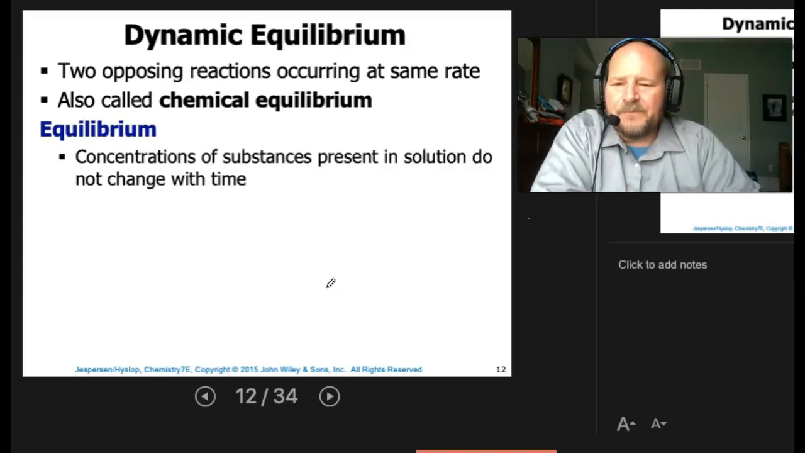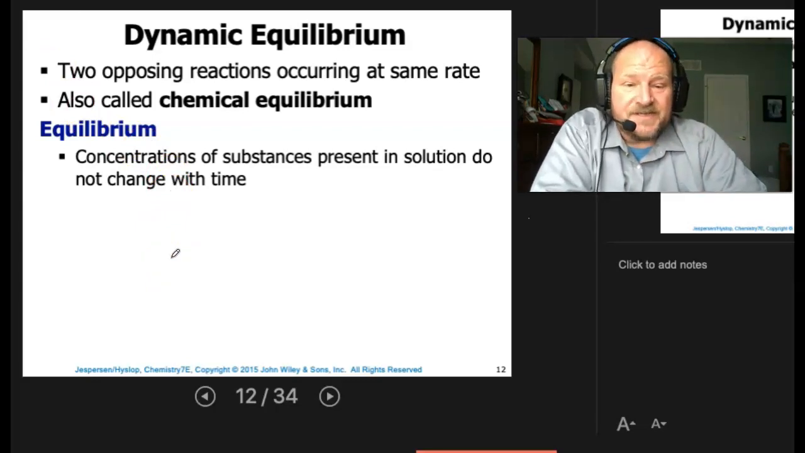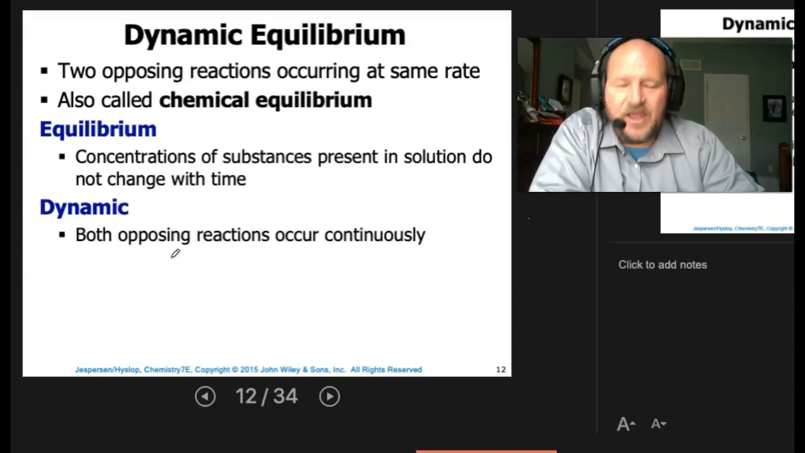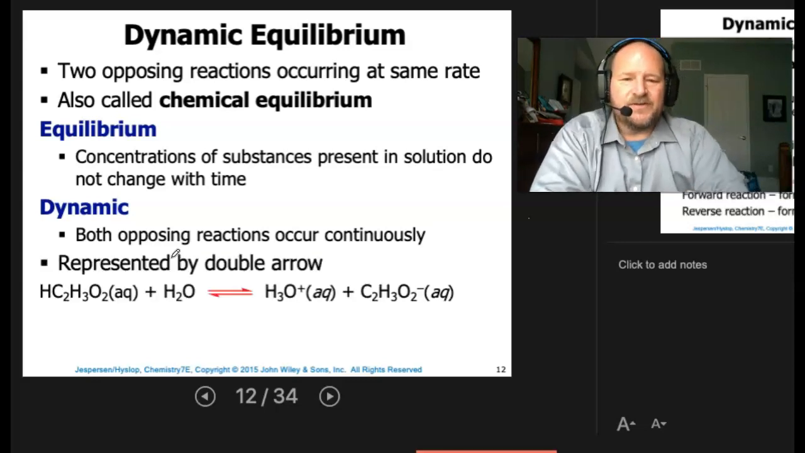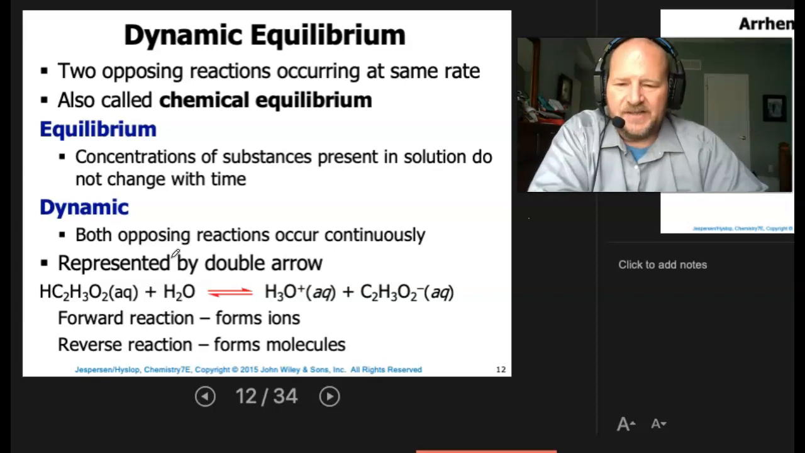So at equilibrium, concentrations of substances present in solution do not change with time. We're saying that once the equilibrium is established, the concentrations won't change. They'll be the same. Now, if it's a dynamic equilibrium, that means both reactions are occurring continuously. Right? So again, we'll represent those with a double arrow. Rather than having a single arrow pointing just to the products, we'll have a double-headed arrow. A forward reaction forms ions, where the reverse reaction is forming the molecules.